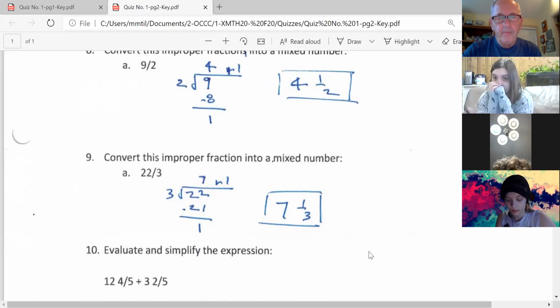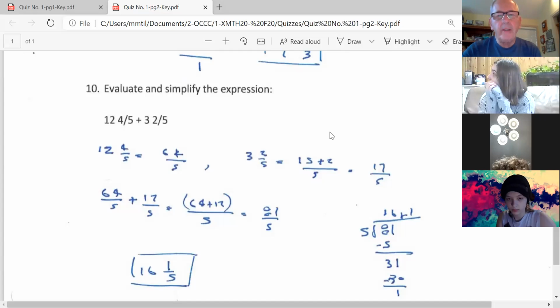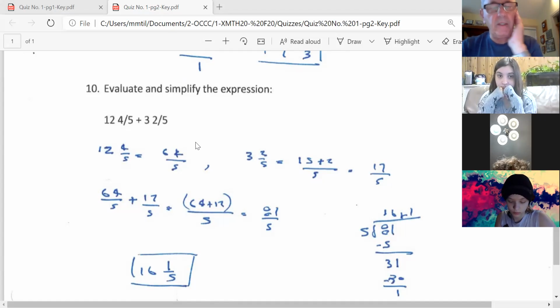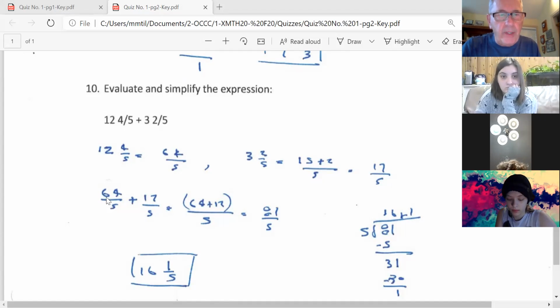Okay. And then the last one, evaluate and simplify. 12 and 4/5 plus 3 and 2/5. A couple ways you can do this. I chose to convert both to improper fractions and add it that way. I could have taken the 12 plus the 3 and then just put that aside and then added the 4/5 to the 2/5. A couple ways of doing it. Everybody understand that?